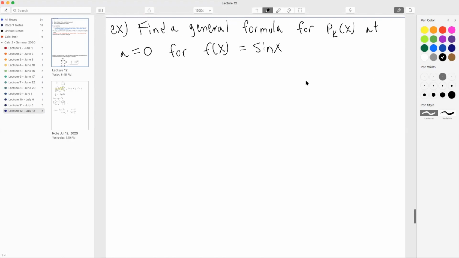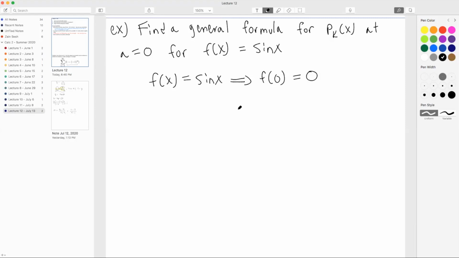Okay, so we need to figure out the first few derivatives and evaluate them at a equals 0. So first let's do that. The 0th derivative, f of x is sine x. Now evaluate that at 0. So sine of 0 is 0. Next, f prime of x. The derivative of sine is cosine. Evaluate that at 0, and you get 1.